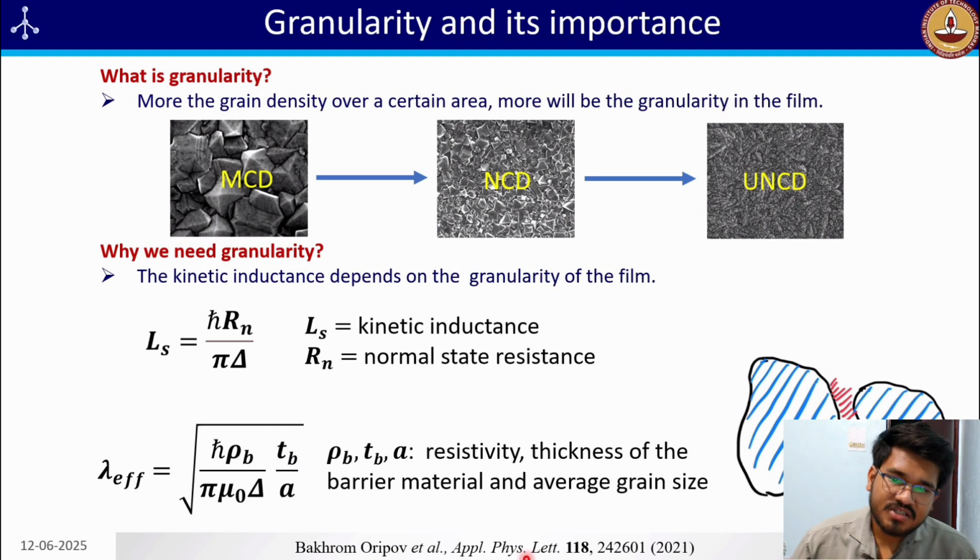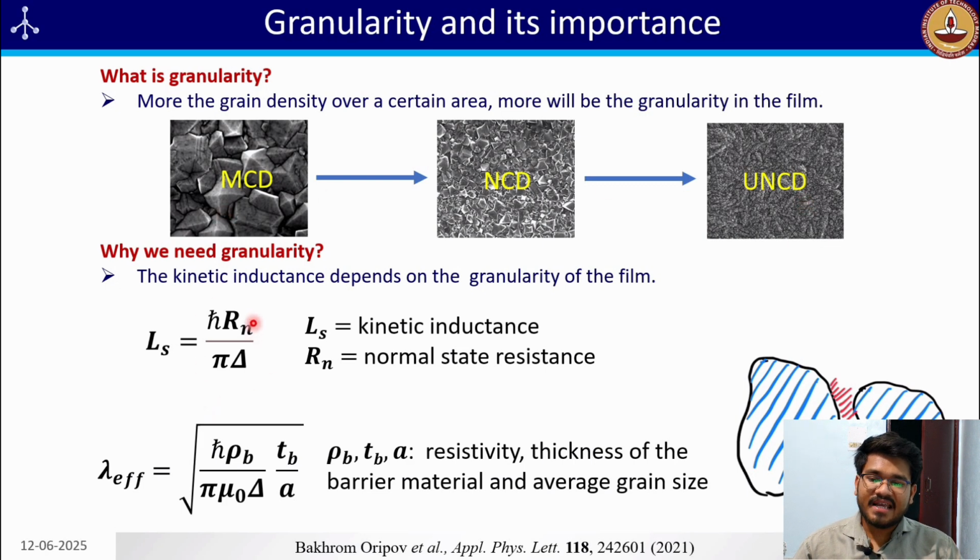So my talk was mainly focused on the granularity and its importance. What are the applications of having a highly granular film? Basically, if we want to define granularity in our films, if you have grains in your films, and the grain sizes are lower, then in a certain area more grains will be there. So we can say this is a highly granular film, or the granularity of the sample is high. So as you go from microcrystalline diamond to nanocrystalline diamond and to ultrananocrystalline diamond, which is the most highly granular film, your granularity will be higher.